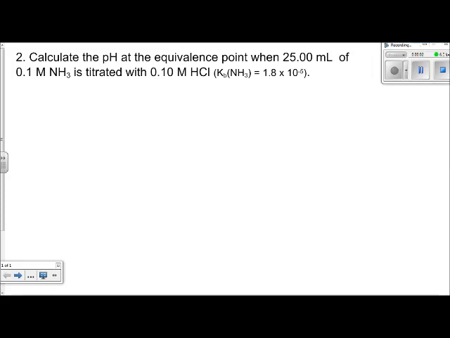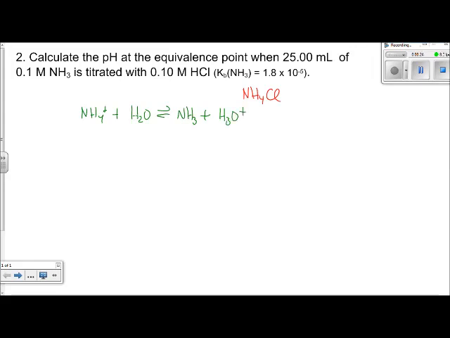In this question, we've titrated a base, ammonia, with HCl, a strong acid. So we identify the salt as ammonium chloride. Now in that salt, it's the ammonium ion, NH4+, that's going to react with water. The chloride ion, of course, would not react with water, being the conjugate base of a strong acid, but the ammonium ion, being the conjugate acid of a weak base, will react with water.